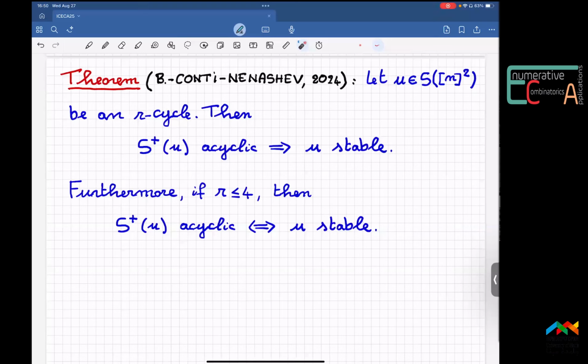And if r is bigger than 4? Pardon me? Yeah, exactly. Do you have a counterexample? Yeah, I'm about to say it. So if r is greater than or equal to 5, no, this is not true. So this implication is not true for r equals 5.